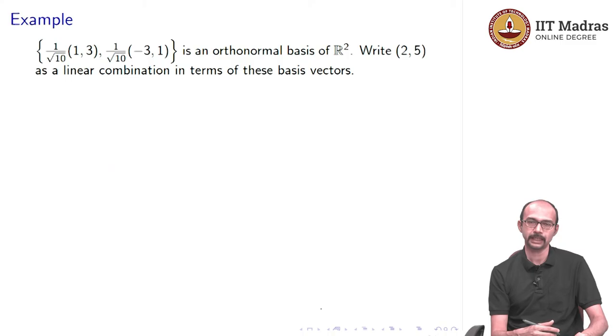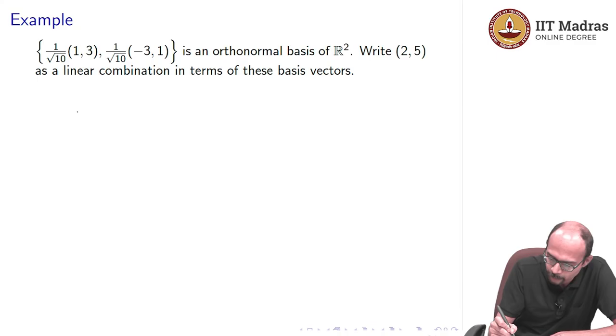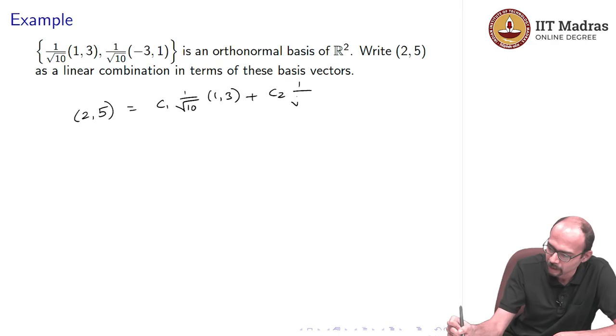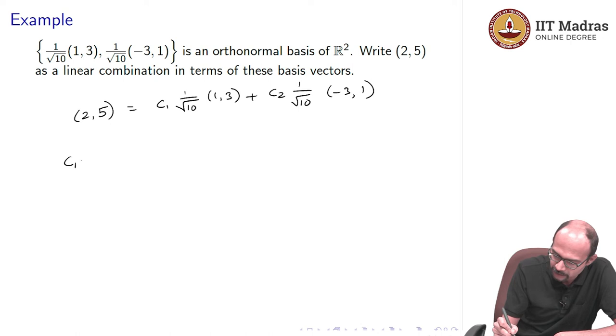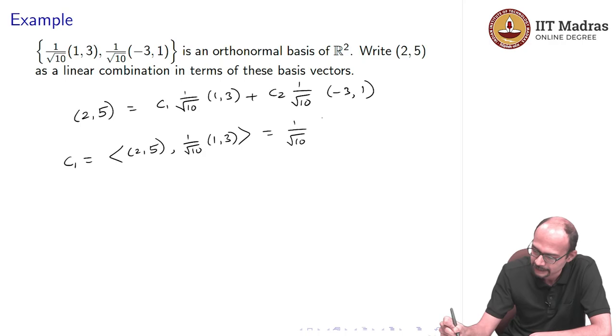Okay, let's do an example. We saw this orthonormal basis for R2 earlier. So write (2, 5) as a linear combination in terms of these basis vectors. If you take (2, 5), let's write this as c1 times 1 by root 10 times (1, 3) plus c2 times 1 by root 10 times (-3, 1). Well, we just saw what c1 is. c1 is the inner product of v comma v1. So here v1 is 1 by root 10 times (1, 3), and you can pull out the constant 1 by root 10, and then take the inner product of the remaining things.